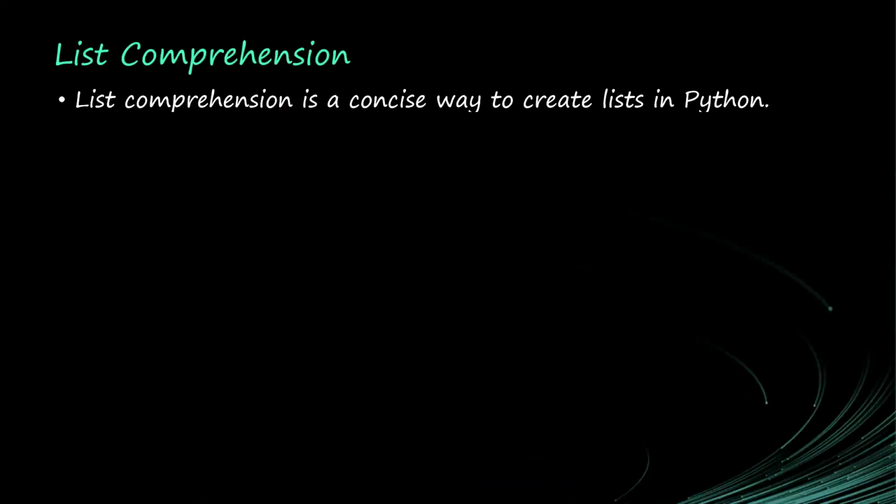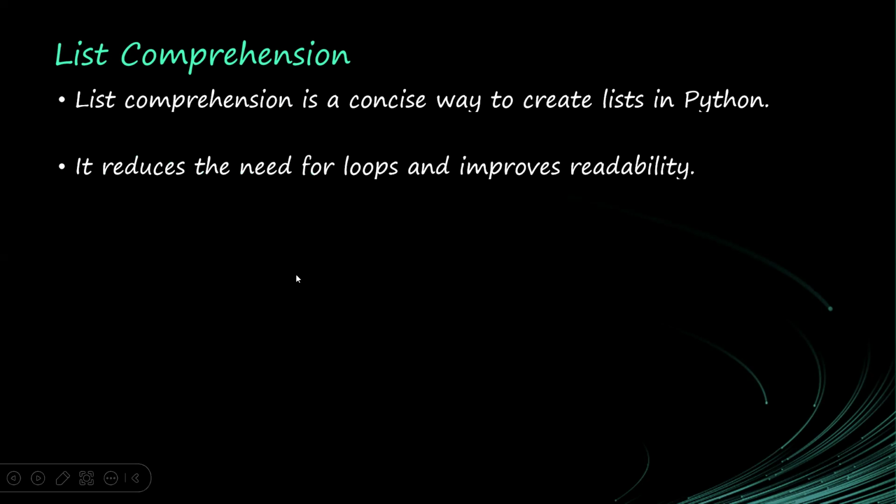List comprehension is a concise way to create lists in Python. Basically, it is a concise way to create a custom list from other lists. Instead of looping through our list to create another list, we can actually use list comprehension. So it reduces the need for loops and improves readability.